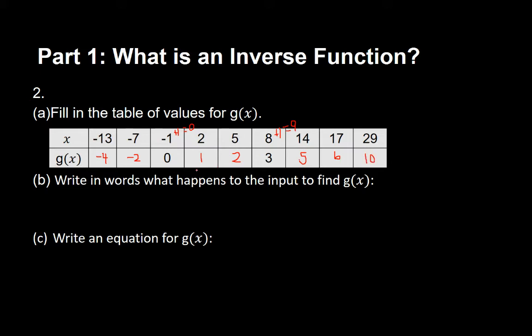These numbers look really familiar. Write in words what happens to the input to find g of x. So we're just writing in words what I've been saying, add 1 and divide by 3. And then write an equation. So we're taking x, we're adding 1, and then dividing by 3.